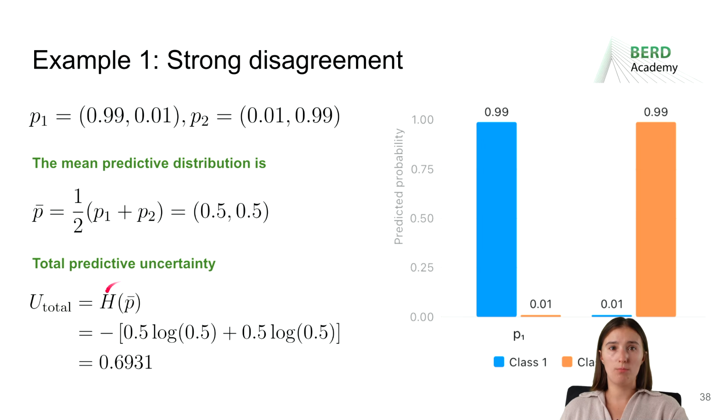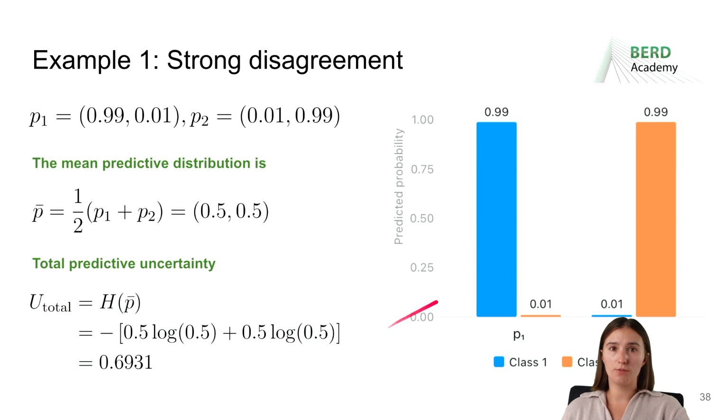Which means our total predictive uncertainty, the entropy over this mean distribution, is, and this is just the formula for the entropy, so minus the probability of the first class times the log probability of the first class plus the probability of the second class times the log probability of the second class. And now if you just plug that into your calculator, we get a value of 0.6931. Okay, so now we know the total predictive uncertainty.